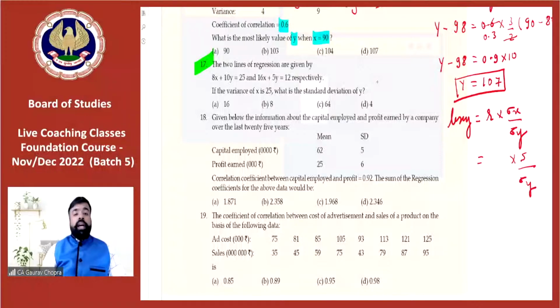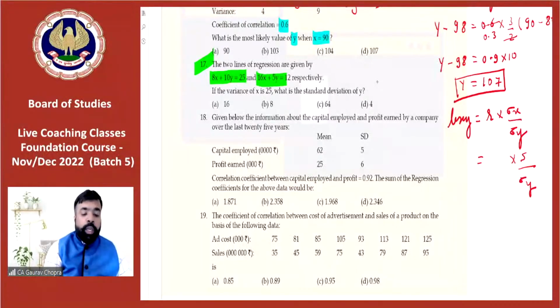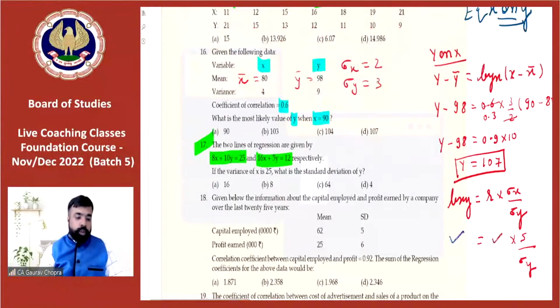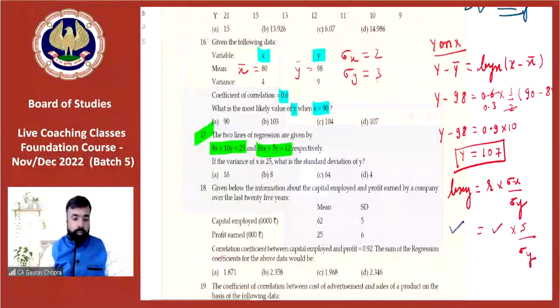Now bxy and r can be calculated directly from the equation. Assume any equation as x on y and the other one as y on x, and you can find out bxy. After that you can find out r. So after finding these two, just substitute the values at these two places and you will get sigma y. Okay. So 17 is also done. 15 was done.